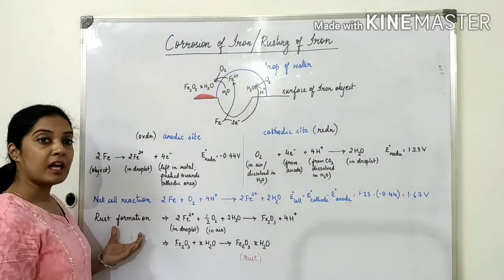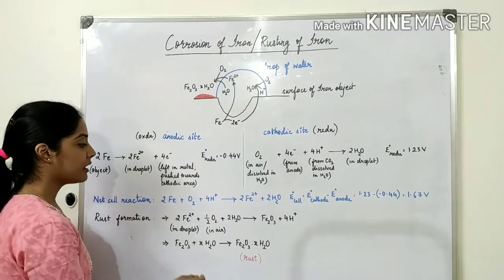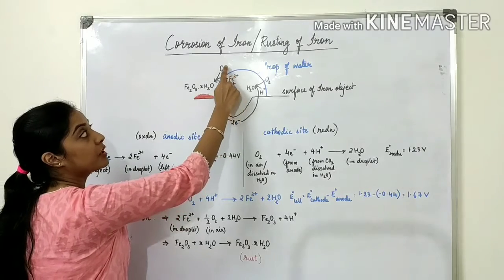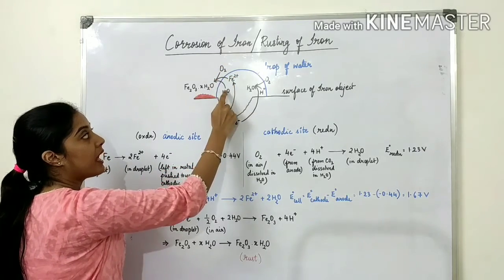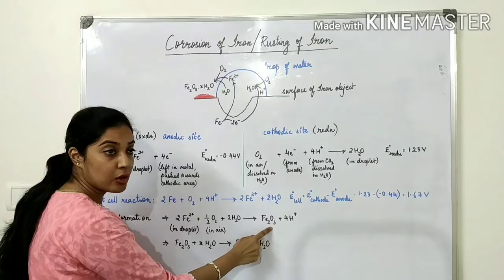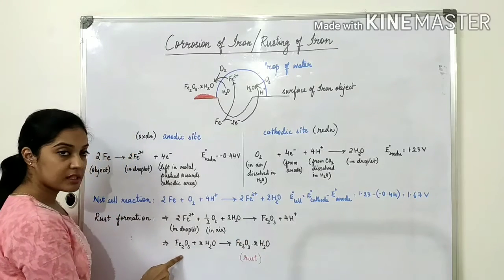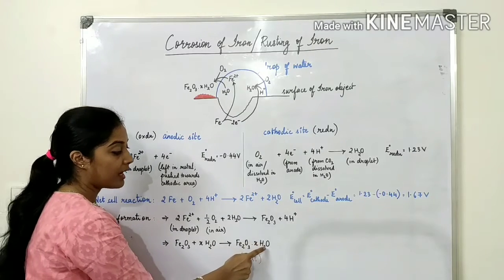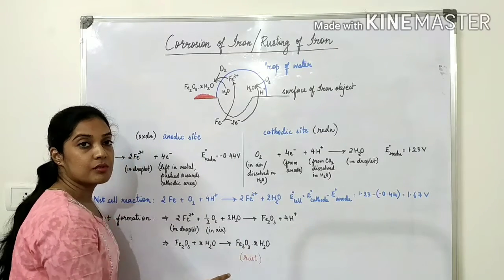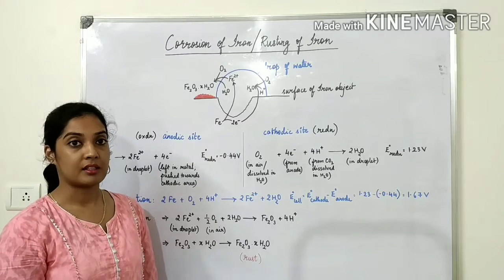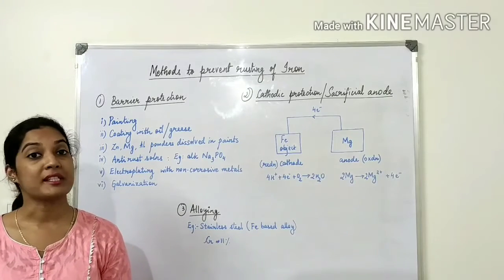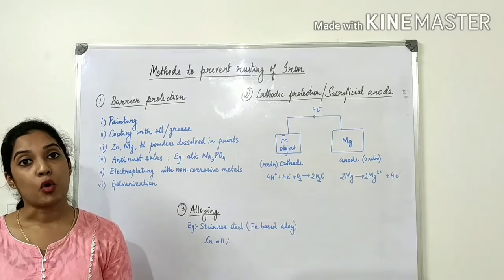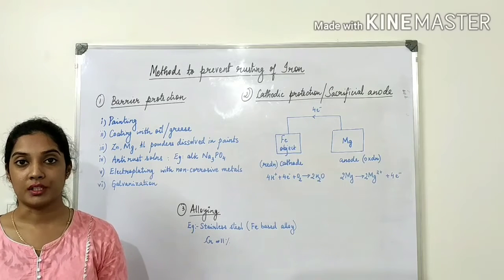Let us now understand how rust is formed. Fe2+ ions formed come up to the surface where they are further oxidized by oxygen and water to give ferric oxide. Ferric oxide combines with more water molecules to give hydrated ferric oxide, which we commonly call rust. Iron is used extensively. Thus, rusting of iron results in loss of millions around the world.